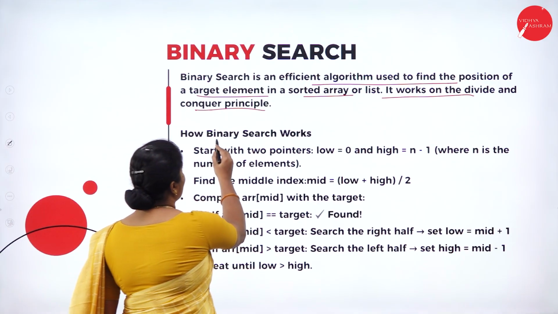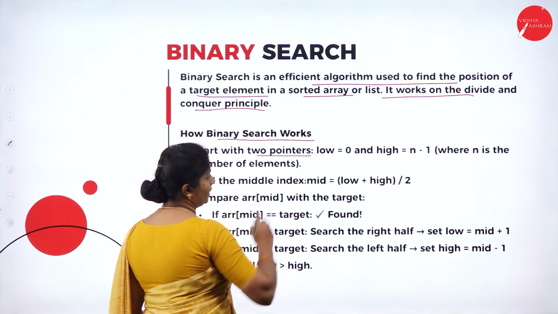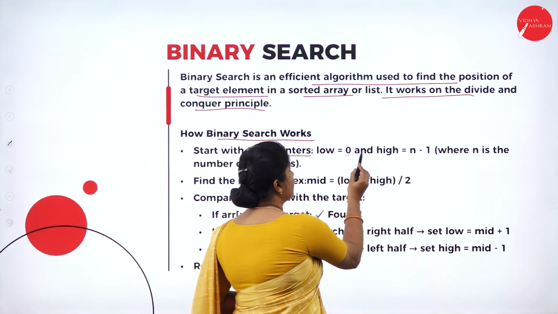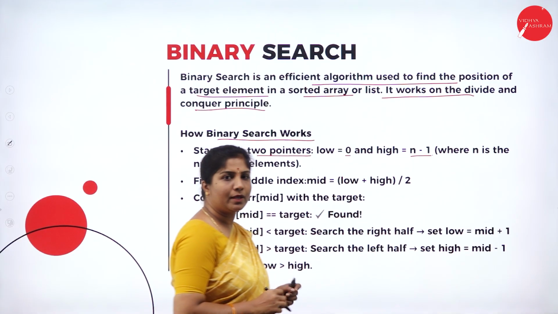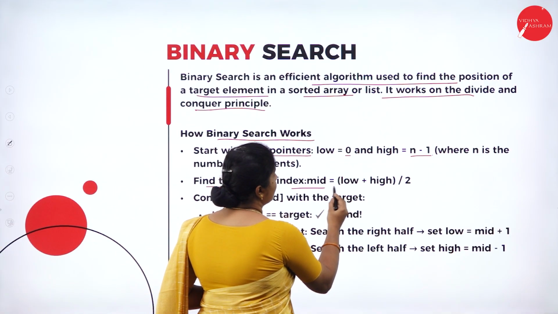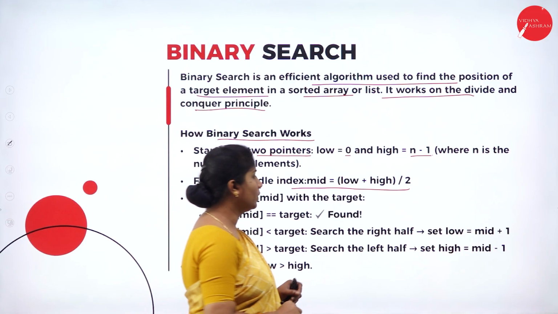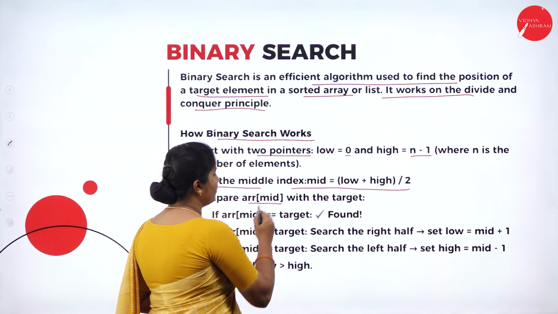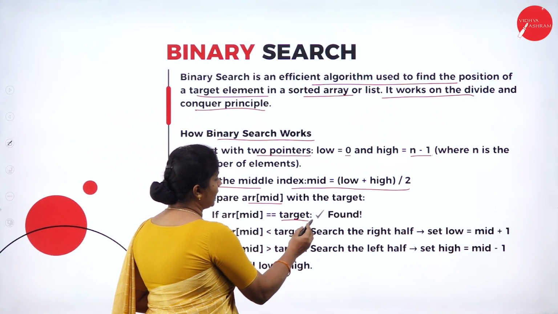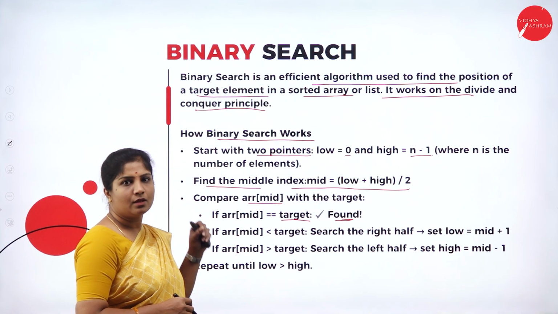Okay. Next, how is this binary search going to work? First, start with two pointers, that is low and high. Low is initialized to 0, whereas high is set to n minus 1 because we are taking n array elements. Then find the middle index by applying the formula mid = (low + high) / 2. Then compare array[mid] with the target element. If it is equal to the target, then we can say the element is found at that position.